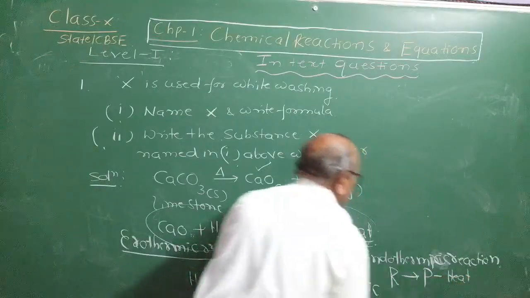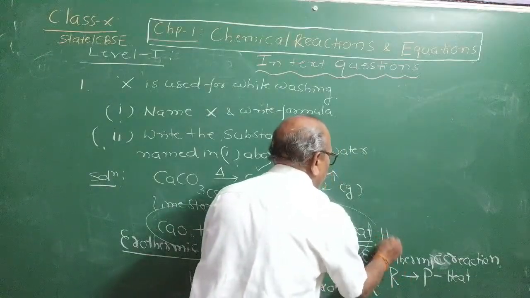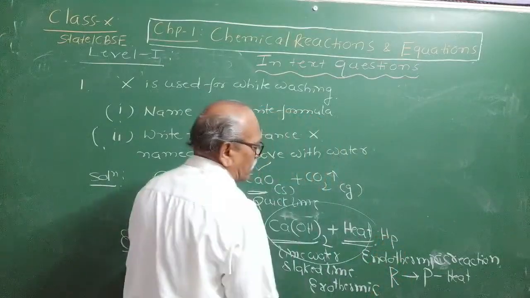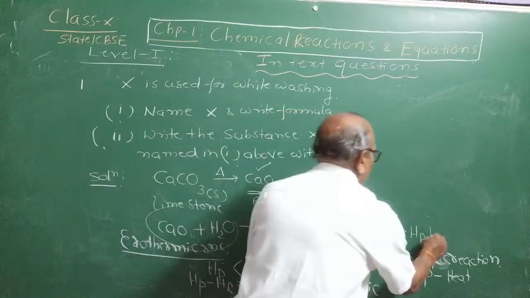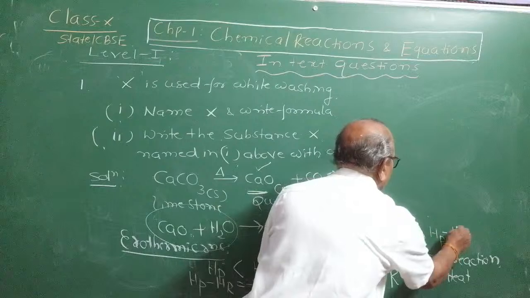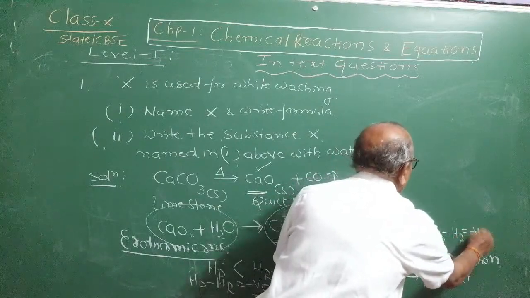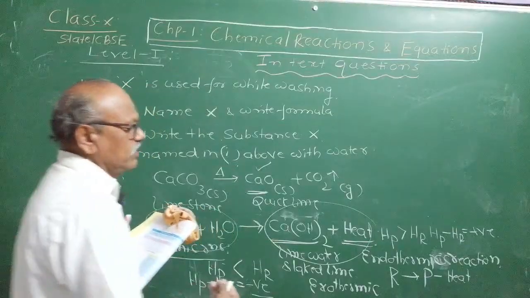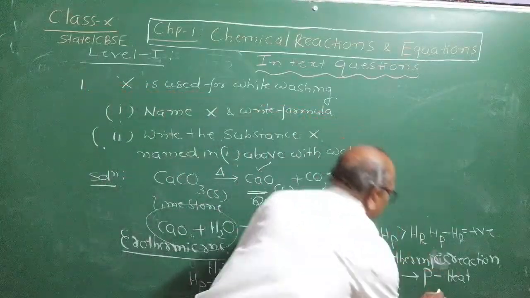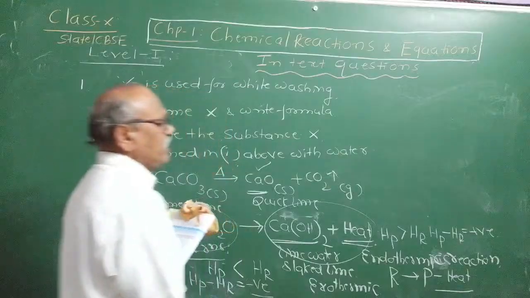Why? Here, in the case of an endothermic reaction, the heat content of the products will be greater than the heat content of the reactants. Therefore, this difference, HP minus HR, will be positive. It means heat energy is absorbed. Therefore, to balance that heat energy, you are writing in the equation as minus heat.